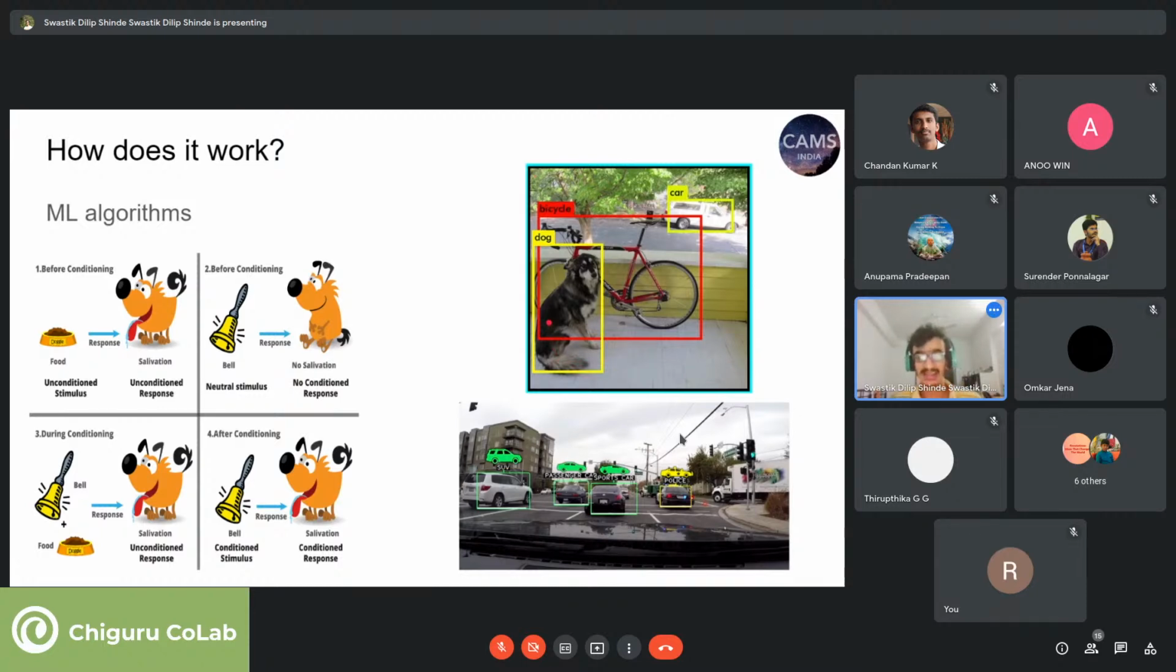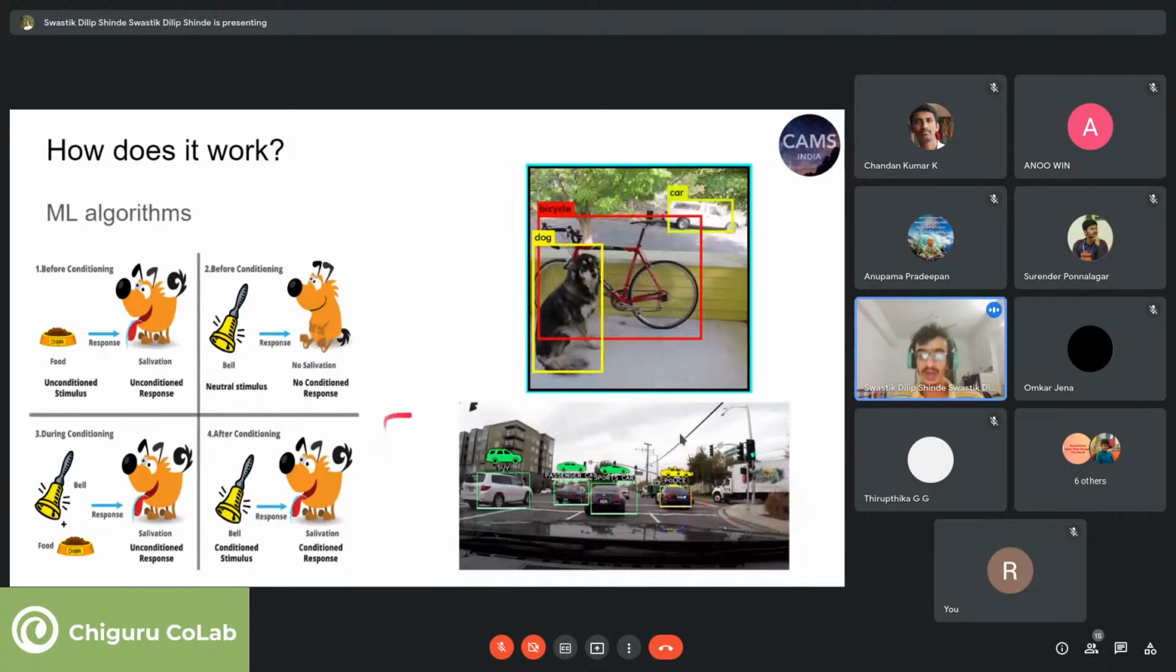Now another example is Tesla's auto driving car algorithm. You might have heard about Tesla's auto driving car, which drives on its own and doesn't need a driver. They also run on a similar algorithm. So here is just one of the basic examples of how they work.